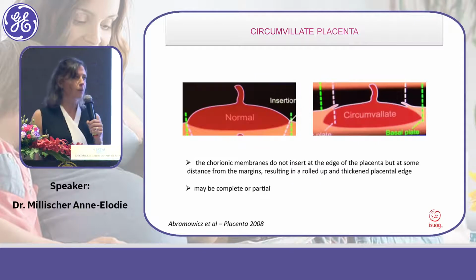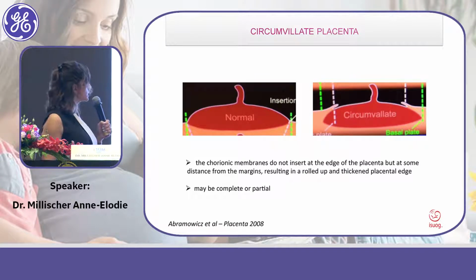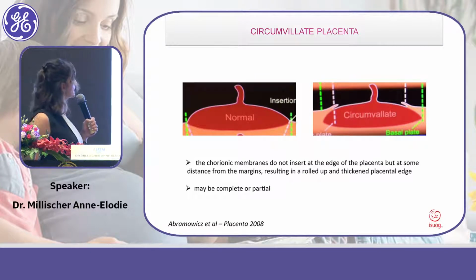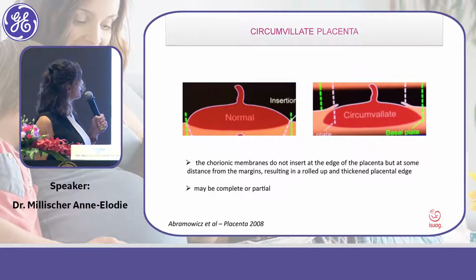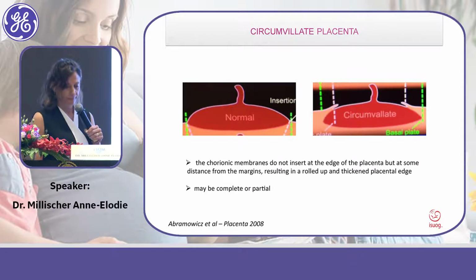The other example of specific morphology of placenta is the circumvallate placenta.